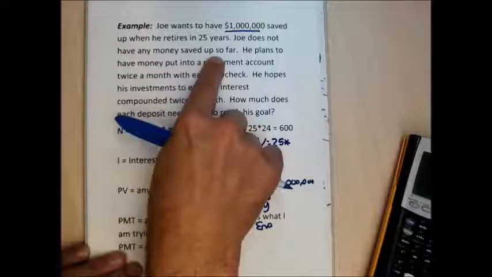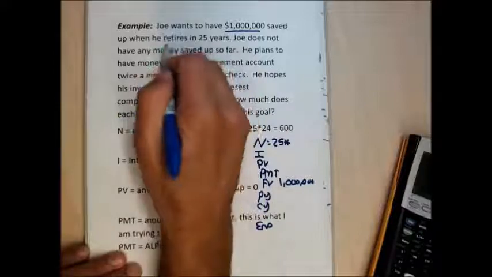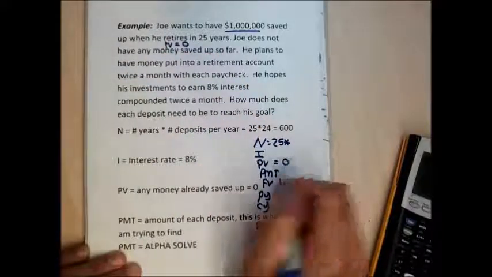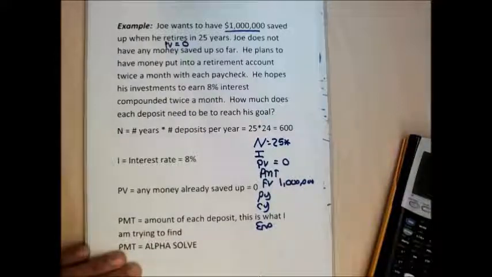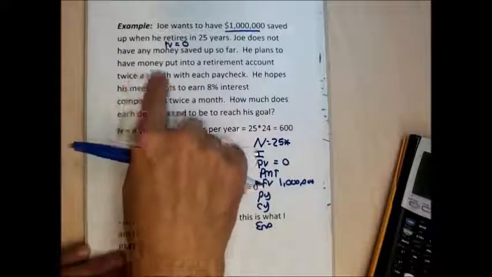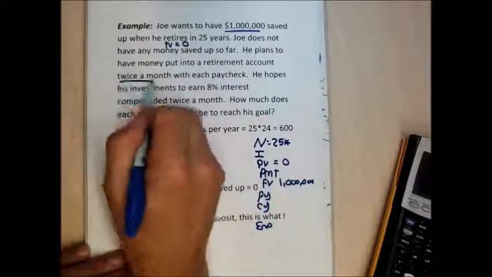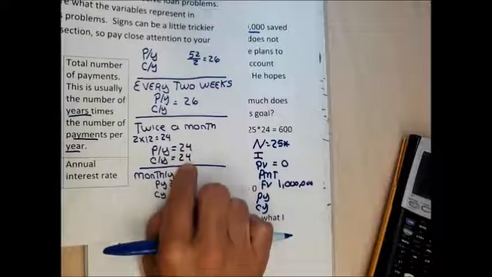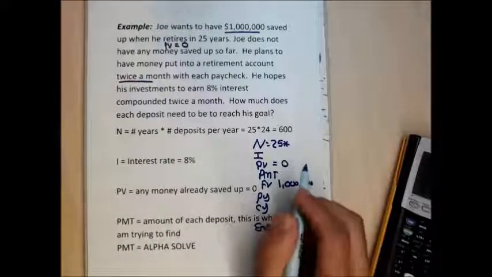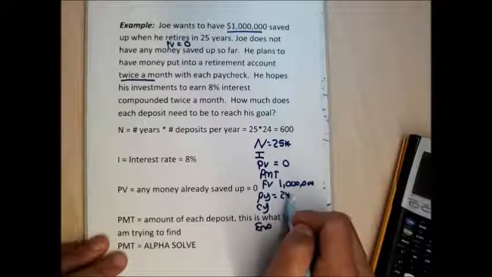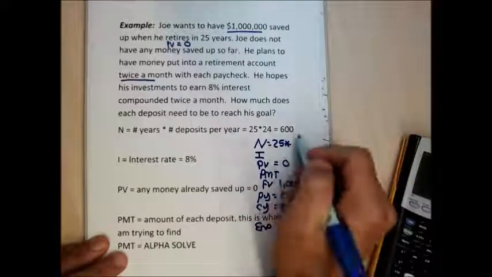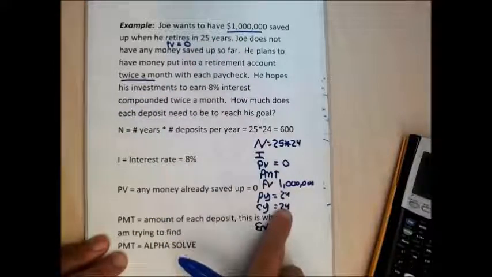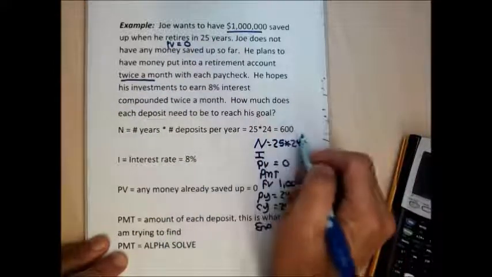Joe doesn't have any money saved up so far. That tells me that the PV is going to be 0, because the PV is any money you already have saved up. He plans to have money put into a retirement account twice a month, and twice a month is going to help me fill in a lot. For twice a month, the PY and the CY are 24, and it's going to help me figure out the rest of the N, because the N is the number of years times the PY or the CY, and apparently 25 times 24 is 600.